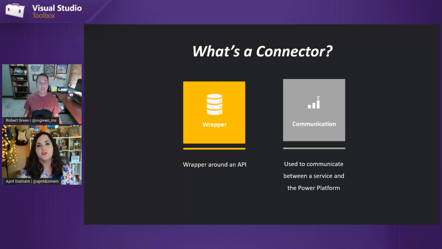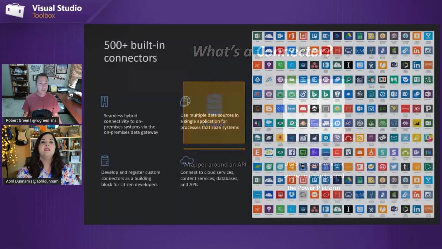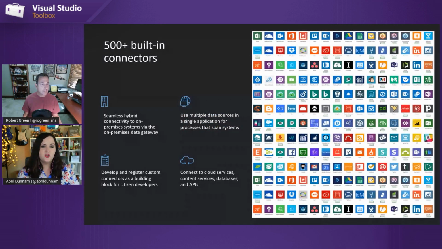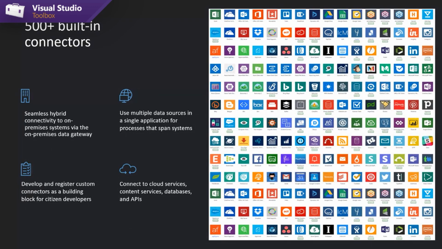So custom connectors. A connector is something in the Power Platform which is just a wrapper around an API that lets us communicate between services on the Power Platform. So it's one of the things that really makes building applications on the Power Platform so easy because we have about 500 different built-in connectors that we can just plug and play right now.